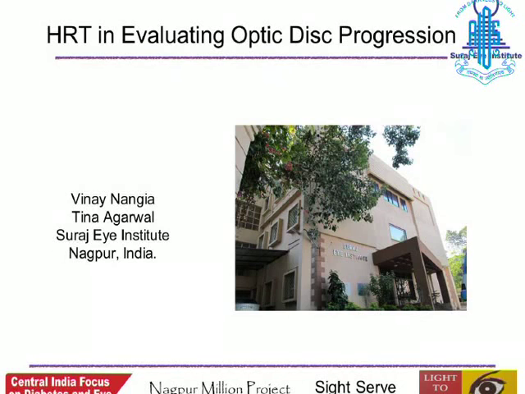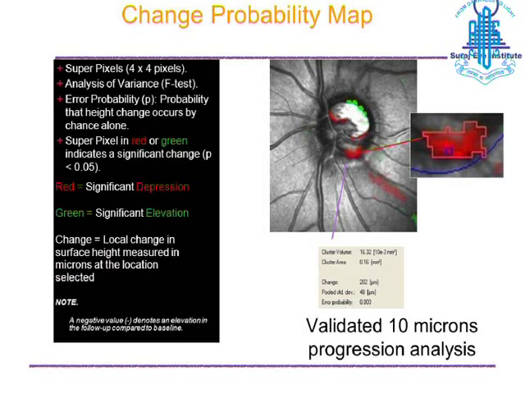I'm going to take you through a short talk about the HRT in evaluating optic disk progression. Now, this is what is known as the change probability map. You need at least an area of superpixels that's 4 by 4 pixels to be able to identify any change. If the change occurs in an area smaller than that, then it's difficult. And you need an error probability that the machine gives you.